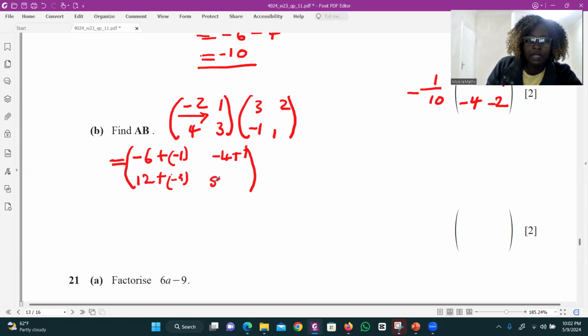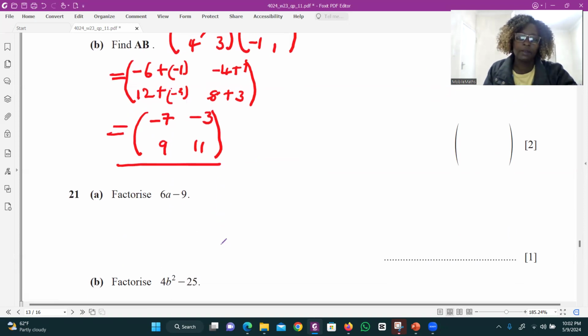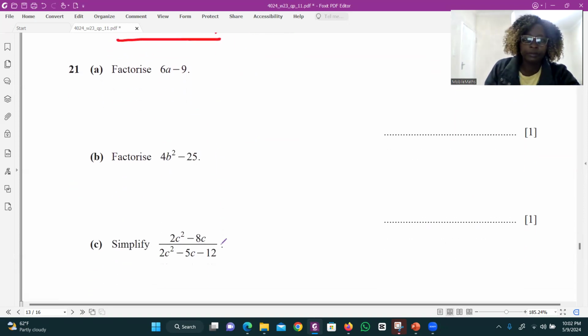Then plus, that's 8 there, plus 3 times 1, that's a 3. So simplifying this, I get minus 7 here, minus 3 here, a 9 and an 11 here is our final answer there, okay.